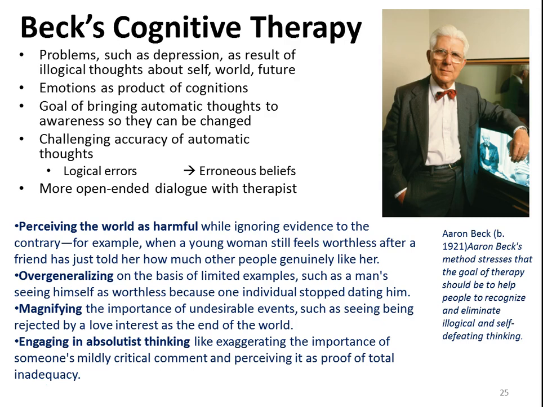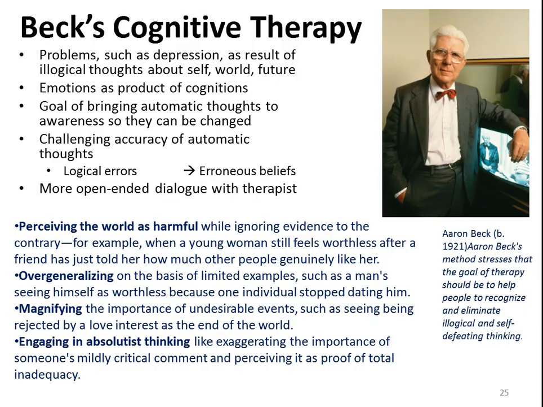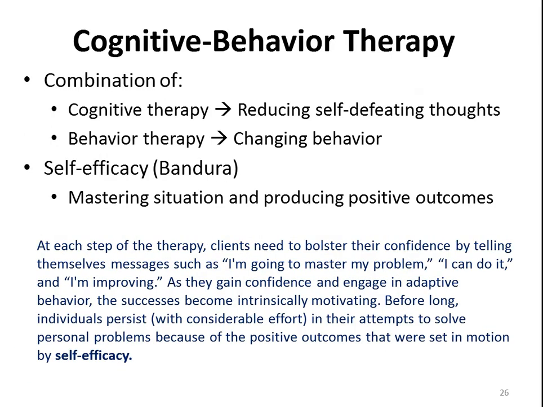And you can see Beck's cognitive therapy here. Aaron Beck's method stresses that the goal of therapy should be to help people to recognize and eliminate illogical, self-defeating thinking. I use quite a bit of this in my therapy, and I really like Beck's. I also like Albert Ellis. I think both of them were on the right track, and like I said, research has really shown that those are effective therapies. And then we bring them together, and so we use cognitive therapy for reducing the self-defeating thoughts, and then we throw in behavioral therapy to change the behavior.